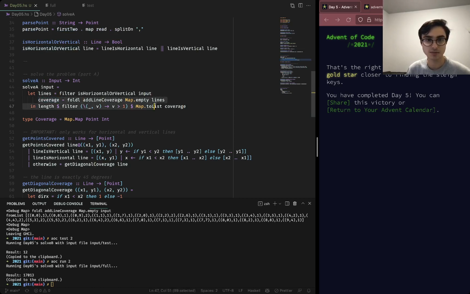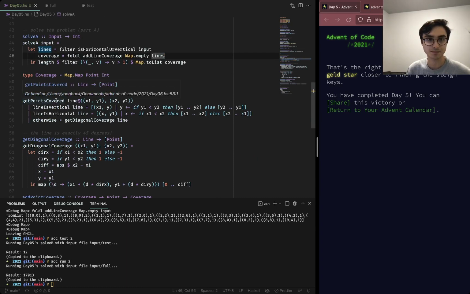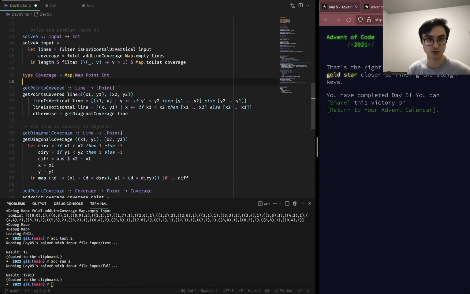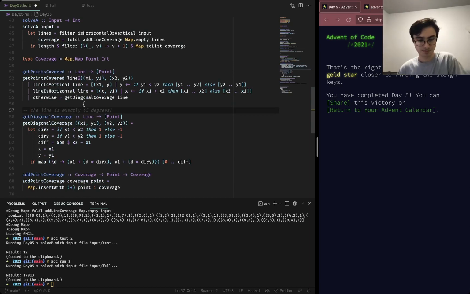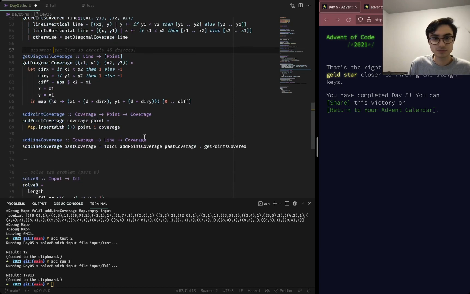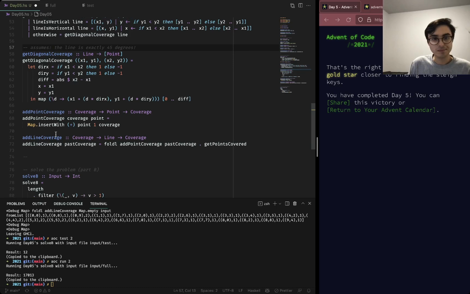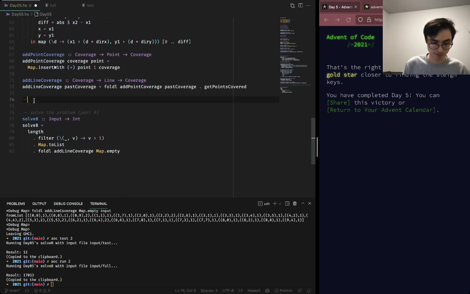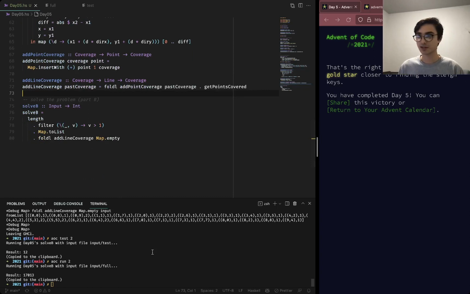Filtering these. Get covered points, so that is no longer true. We have that assumption that the problem gave us. I'm not sure that this was exactly the right way to do this, but I think it's okay. Coverage. And then we have part B. Okay, so I think that's good. I did it. I got it done.